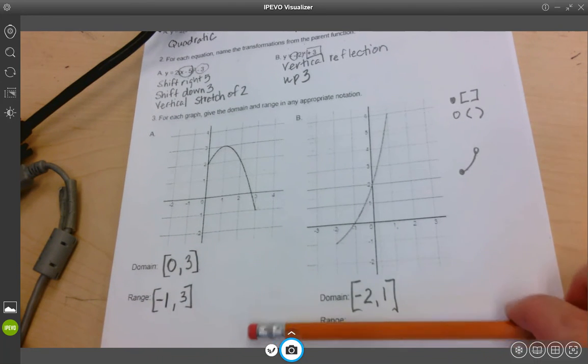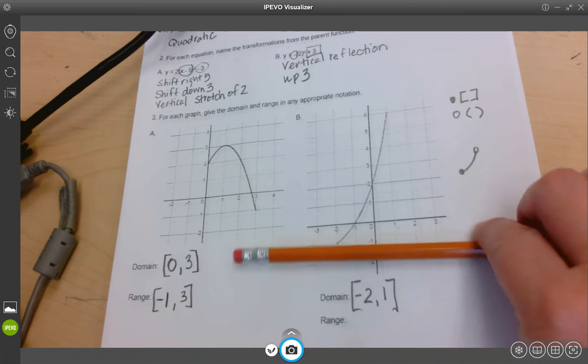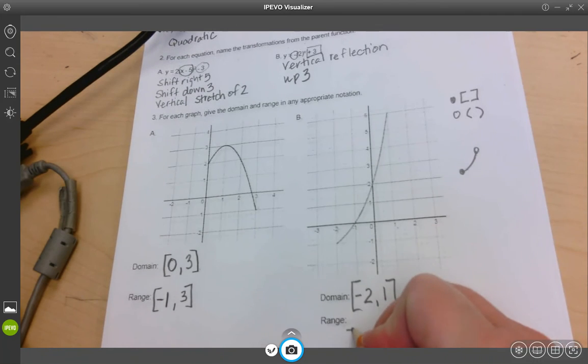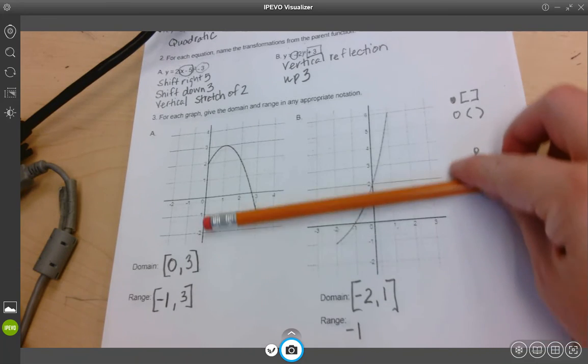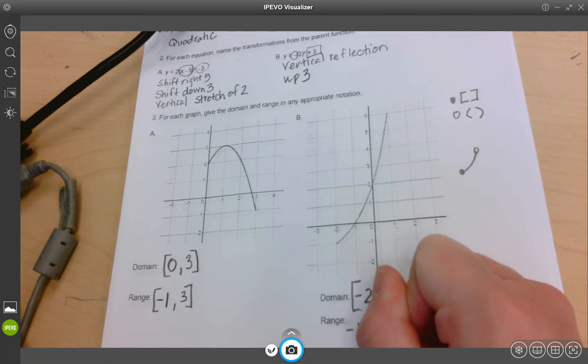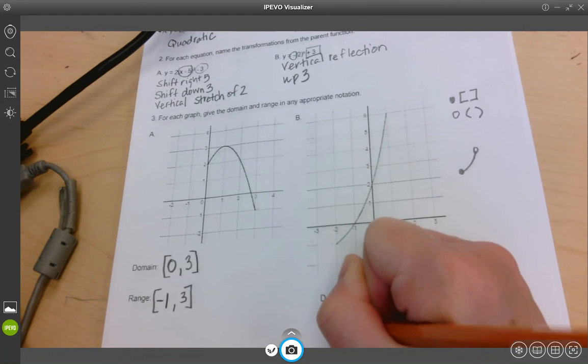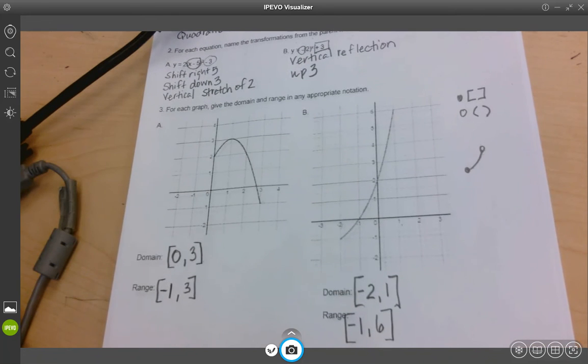All right, for the range, we start at the bottom. What's your smallest y value? -1, good. And then your biggest y value is 6, good. And we're going to put the square brackets on it, so make sure you have square brackets. Don't have parentheses, don't leave it blank, you need those brackets.